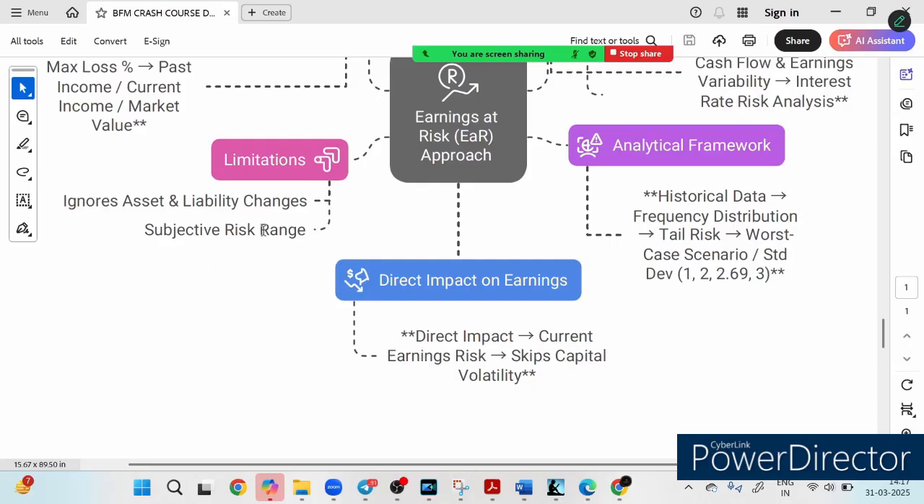The limitation of EAR is that every model has its flaw. EAR ignores changes in assets and liabilities and relies on a subjective risk range, which means it may not always provide a complete picture of the financial risk. So EAR is a simple yet effective tool to measure how external risk impacts earning, but it should be used alongside other risk management strategies for a well-rounded financial shield.